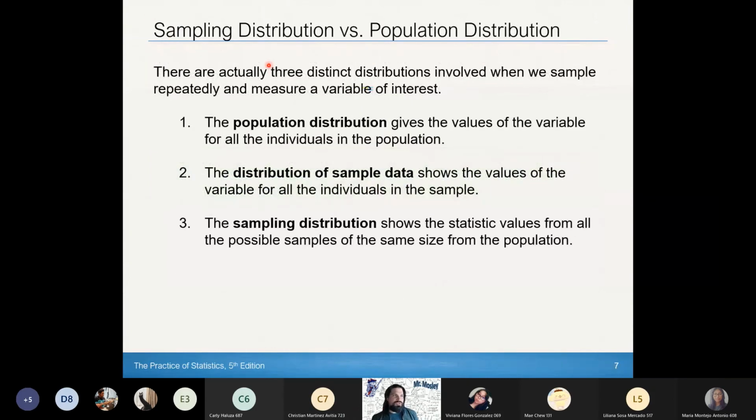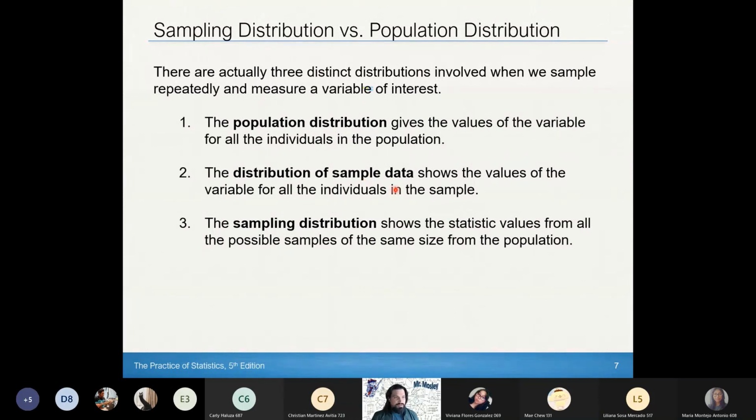So we have sampling distribution versus population distribution. There are actually 3 distinct distributions involved when we sample repeatedly and measure a variable of interest. The population distribution gives the values of the variable for all the individuals in the population. Okay, so each individual makes up a data point on the population distribution.